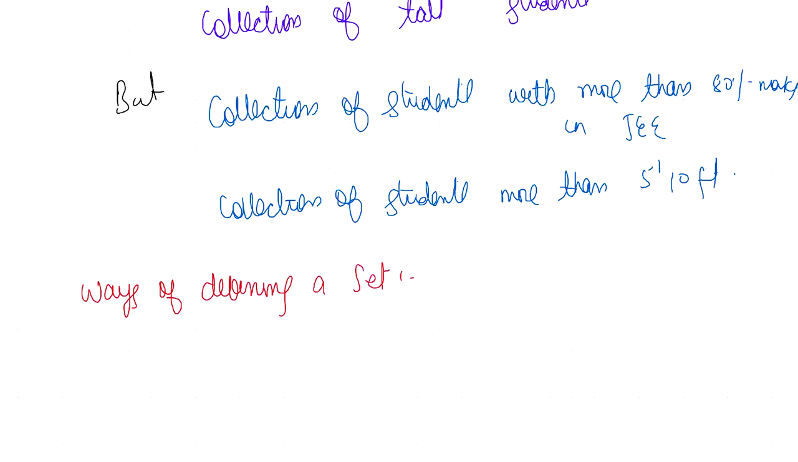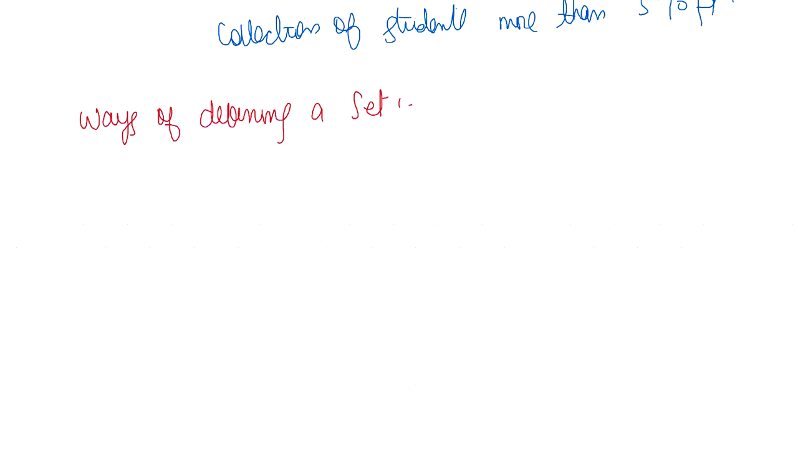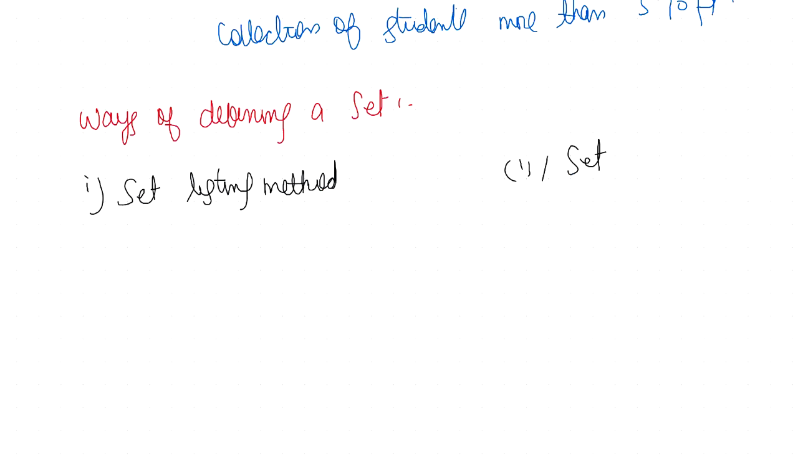So the first one is set listing method. This is not much used in terms of JEE preparation. Maybe in NCERT, in CBSE, it can be used, but not with respect to JEE preparation. But yeah, the second one, set builder method. This is of great significance because almost all the questions are asked in this pattern. But we'll study both.